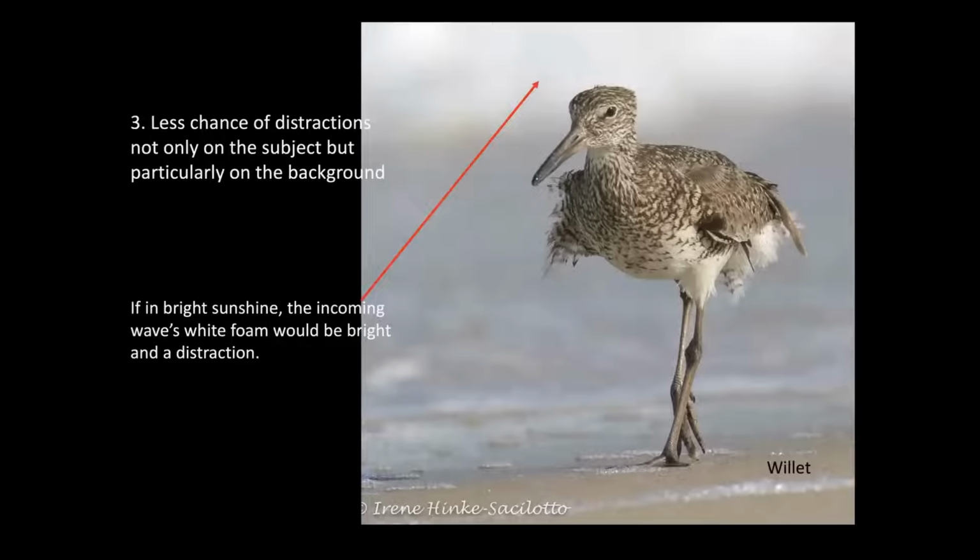In the case of this willet walking along the beach, there's waves behind him. If it was a bright sunny day, those waves, that white foam would catch the light from the sun. You would get specular highlights. It would be very bright and very distracting behind the bird.